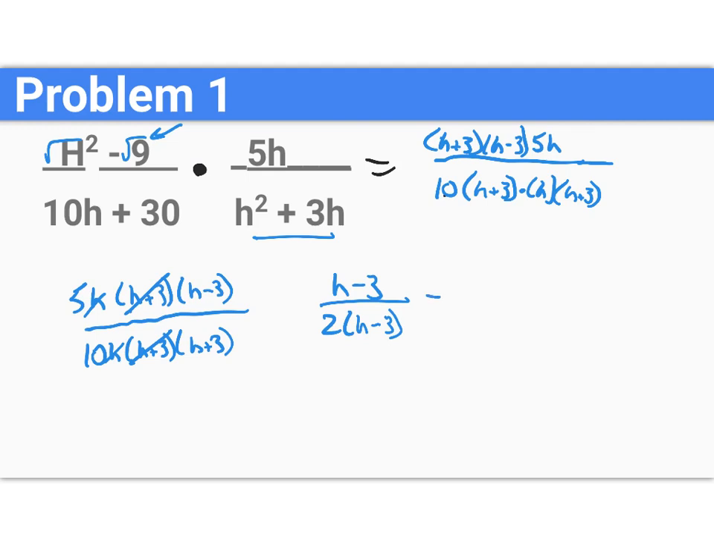You can leave it like this, or you can go ahead and put the 2 back in and leave it like this. And these are h's. They may look like n's, but they're h's. So on a standardized test, which one are you most likely to see? This is the proper simplified form, but you may see this on a standardized test or some kind of multiple choice test. So be aware.